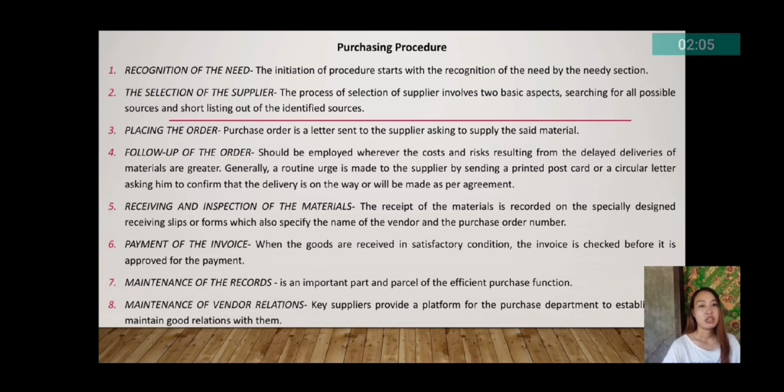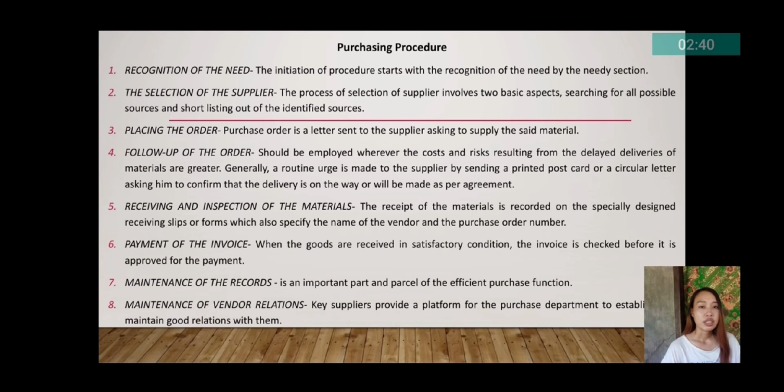Receiving and inspection of the materials. The receipt of the material is recorded on special design receiving slips or forms, which also specify the name of the vendor and the purchase order number. So, basically, when we receive the product, we expect the design, the vendor, and the purchase order number to be correct.